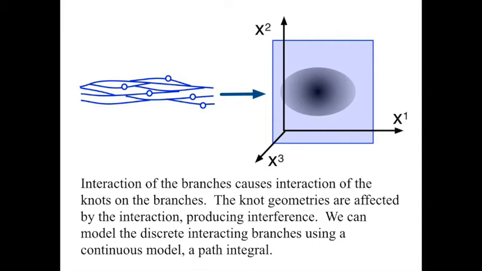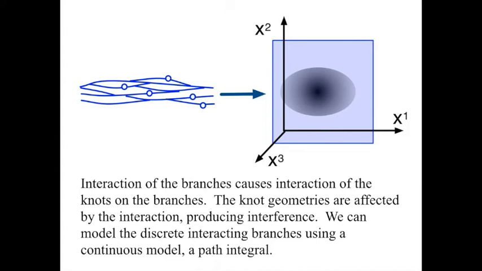The branches of the manifold are continually splitting and recombining. And as they split and recombine, their interaction results in interaction of the knots on the branches. The knot geometries are likewise affected by those interactions. And we can describe the effect on the knot geometry by describing the effect on the complex number that describes that knot's magnitude and orientation. The probability of observing the particle at any particular location depends on the density of the knots at that location, but also depends on the geometry of the knots at that location. In particular, as the knot magnitude increases, the probability of observing the particle at that location also increases.